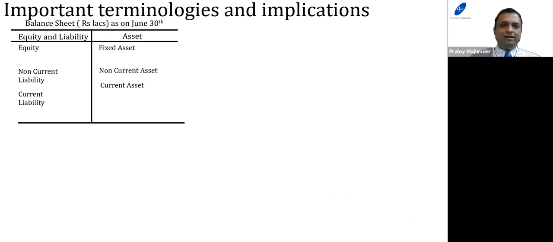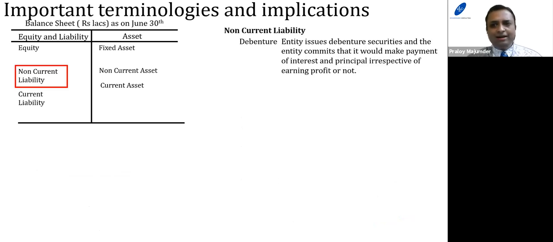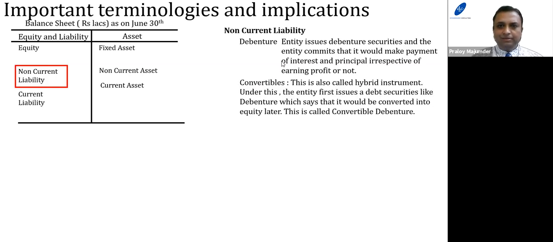The next important part, if I look at non-current liability. As we have mentioned, non-current liability is a borrowing. Borrowing means the entity has to give a firm commitment that whether it is earning a profit or not, it has to make the payment, that also at a predetermined rate. So in the case of non-current liability, first is debenture. The entity issues debenture securities and commits that it will make the payment of interest and principal irrespective of earning or not. So this is called debenture.